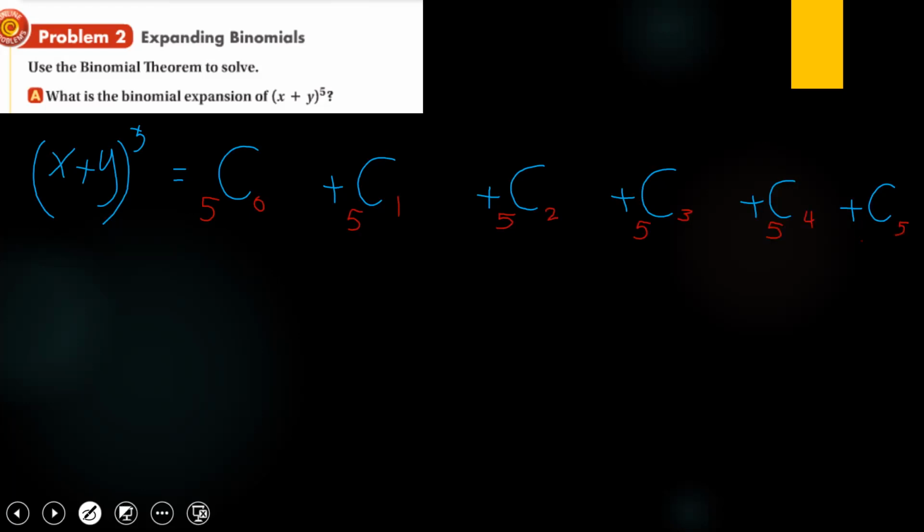C, C, C, C, C, and C. This is the first step. Then the second step: I have to write 0 from 5, 1 from 5, 2 from 5, 3 from 5, 4 from 5, 5 from 5. So for writing the numbers under the combination, you have to count on.